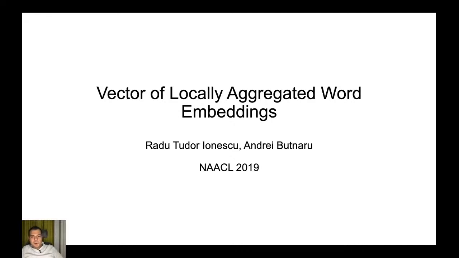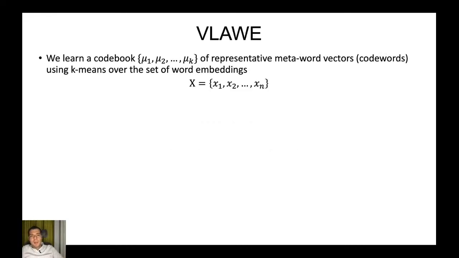And we also presented at NAACL 2019 another approach based on word embeddings. And this approach is based on the vector of locally aggregated descriptors, or VLAD, that was proposed as an extension of the bag of visual words. And we also tried to adapt this model for word embeddings. So in this approach, in the vector of locally aggregated word embeddings, we learn a codebook of representative meta words. These are also learned with k-means.